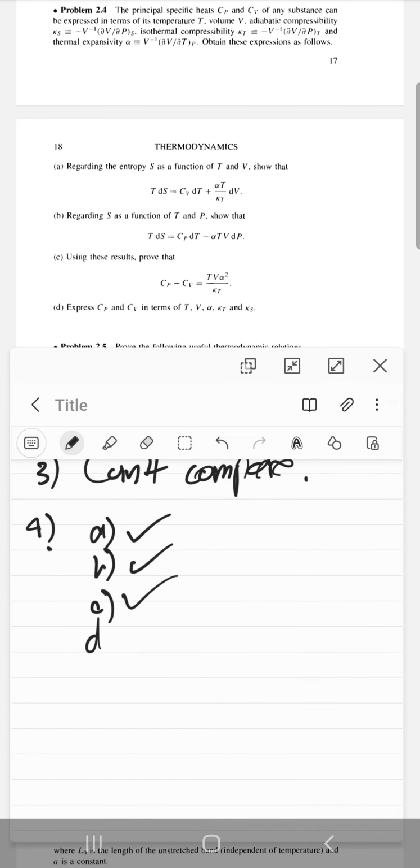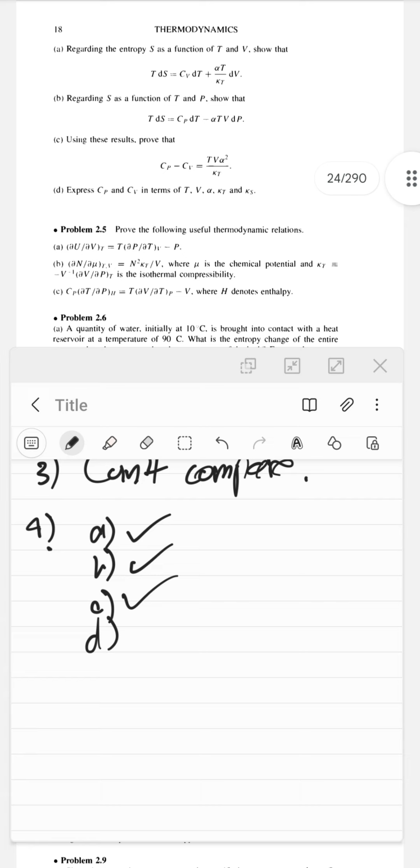Alright, let's go to the D part. Express Cp and Cv in terms of temperature, volume, alpha, Kt, Ks. Didn't we just do that? We wrote Cp minus Cv as Tv alpha squared upon Kt, right? So we in fact didn't even use Ks, and so we are done, right? Oh no, wait. We wrote Cp minus Cv in terms of that. I get it.